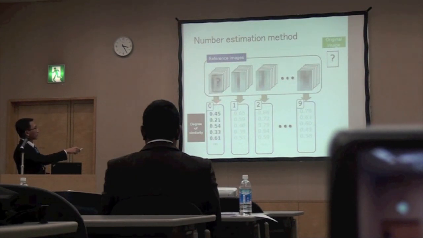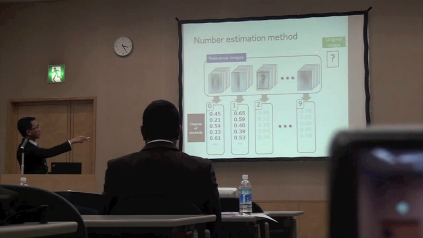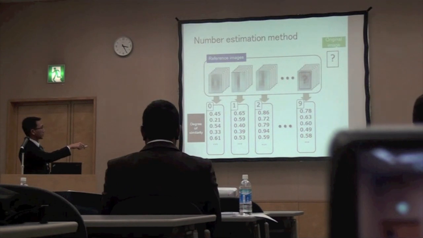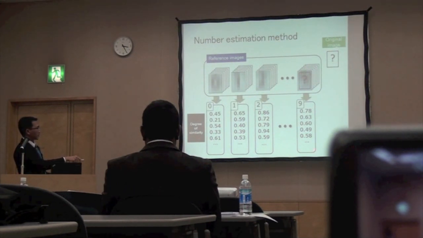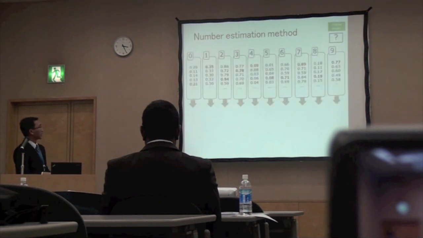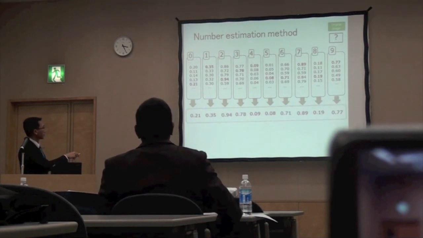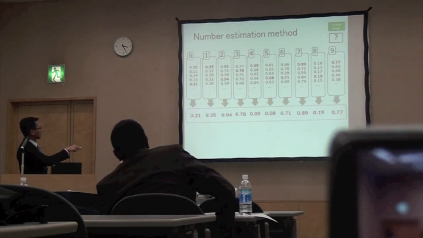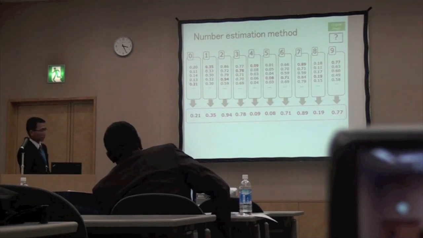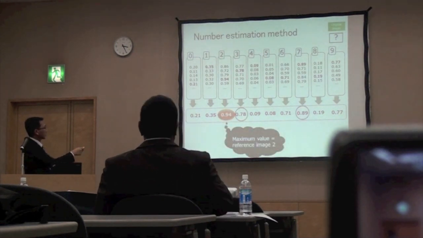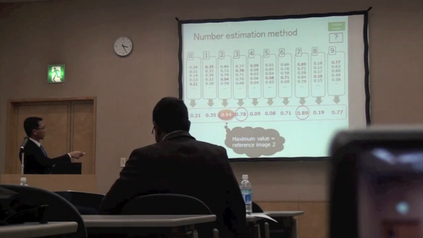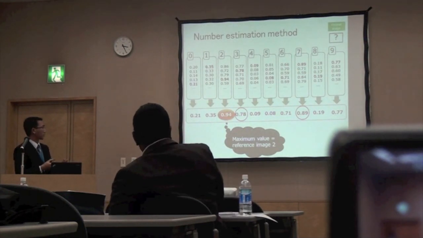This is actually what happens behind the calculations. The original image here is compared one by one with reference images by implementing the NCC, and we got a number of NCC values. Then we sort them by the maximum value. From character 0, we got 0.21, and after that, we pull out the numbers which have the maximum NCC value.